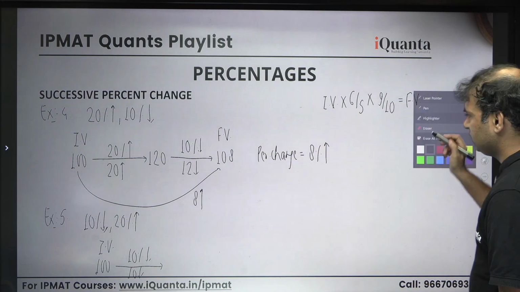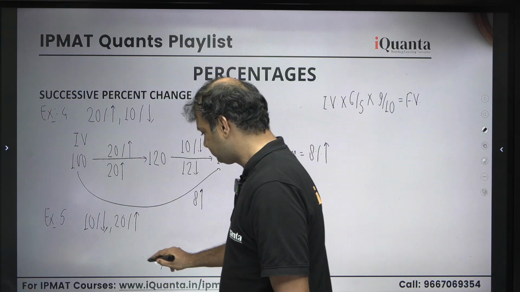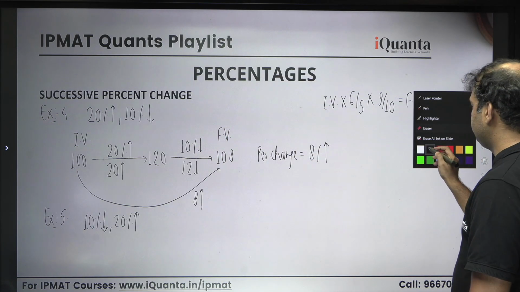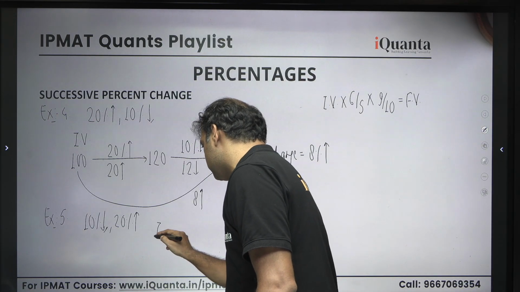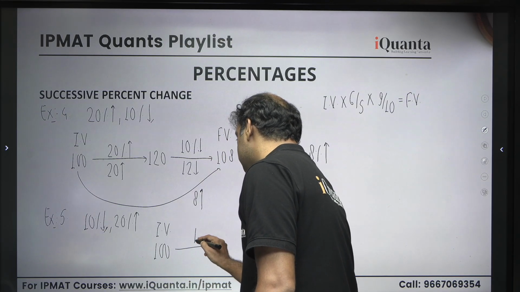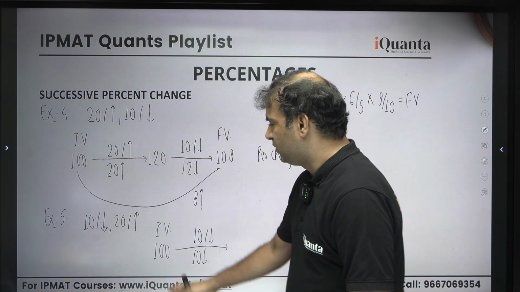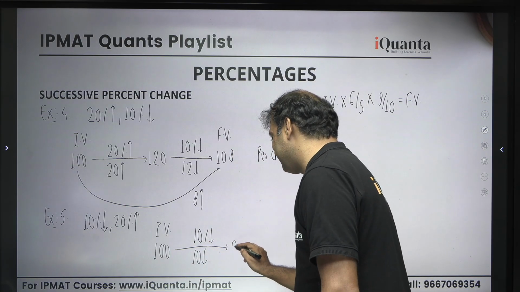Let me write this again slightly above. Let's say the initial value is 100. First, decreasing by 10%, so what is 10% of 100? We can say 10% of 100 is 10, so 100 decreasing by 10 gives us 90, obviously.